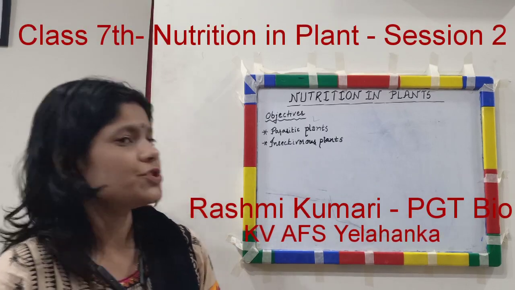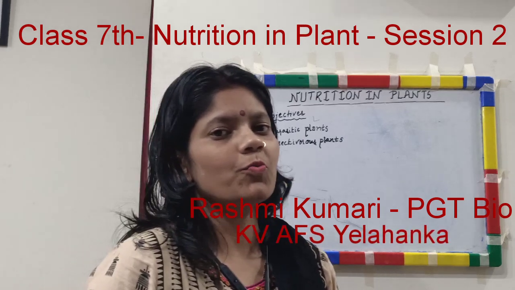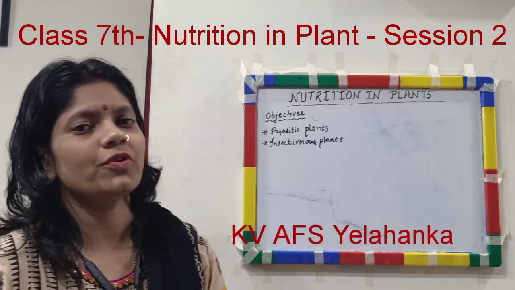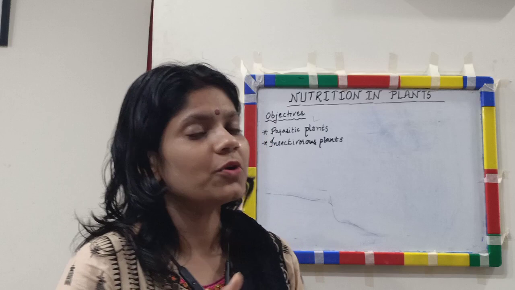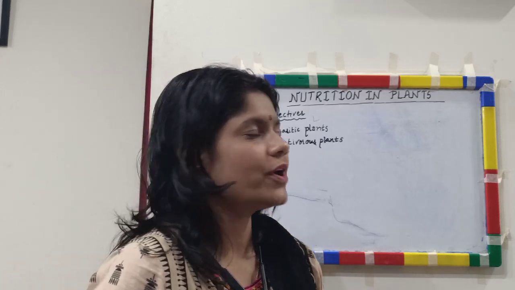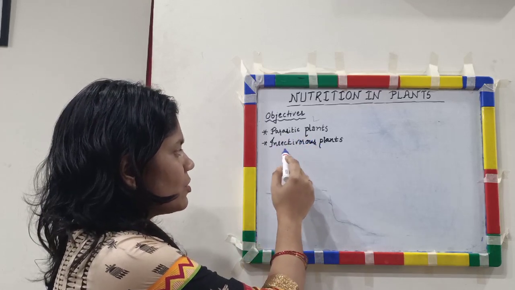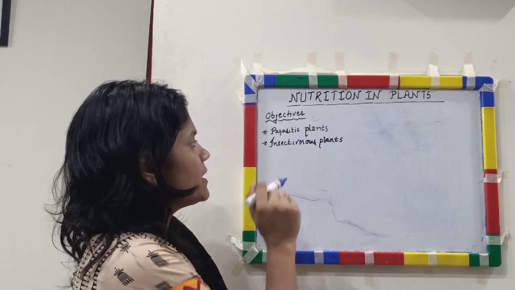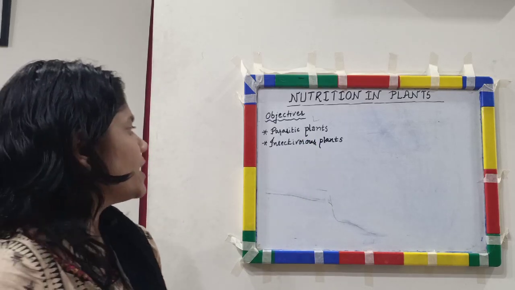Welcome to the second session of nutrition in plants. In the last class, we have seen how plants, that is autotrophs, make food in the presence of photosynthesis. But what about those plants which lack chlorophyll? So in this class, we are going to have a discussion on parasitic plants and also another category called insectivorous plants. So first of all, we will look into parasitic plants.